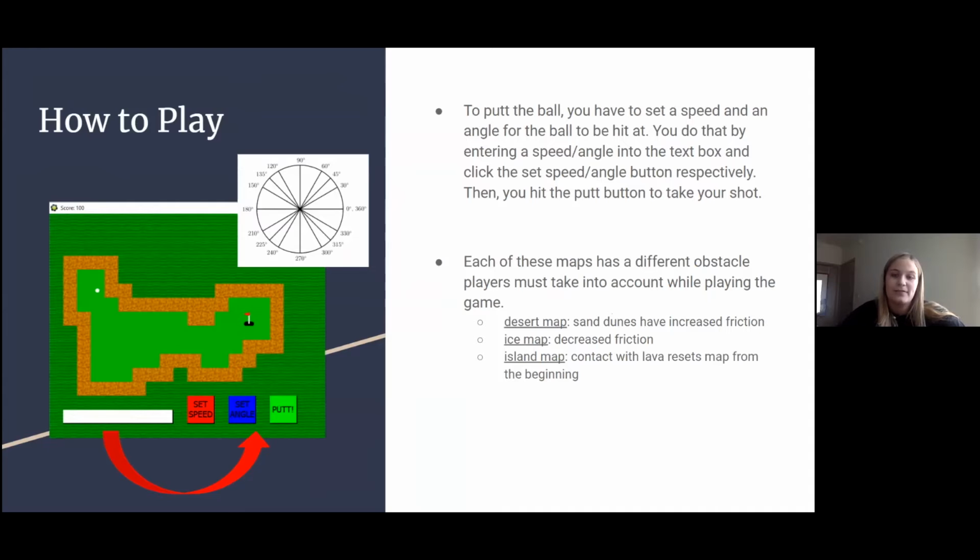Each of these maps has a different obstacle players must take into account while playing the game. The desert map has sand dunes, which have increased friction, making the ball slower. The ice map has decreased friction, making the speed higher. The island map has lava, which, when the ball comes into contact with it, resets the map from the beginning.